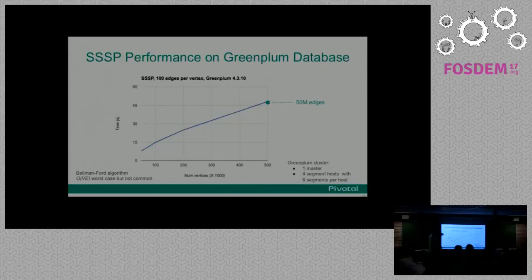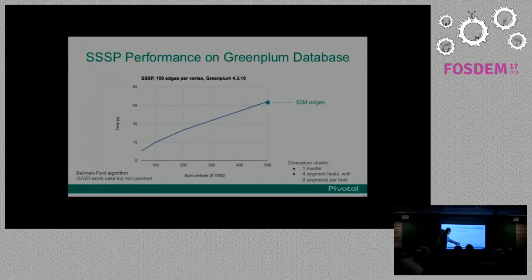This is performance testing that we ran. First of all, it's running on a fairly small cluster. It has a single master, and it has 4 worker nodes. Those worker nodes are multi-core nodes, so there are multiple segment instances running on those nodes. So you could say that it's a 4-node cluster, but there are actually 24 worker nodes.